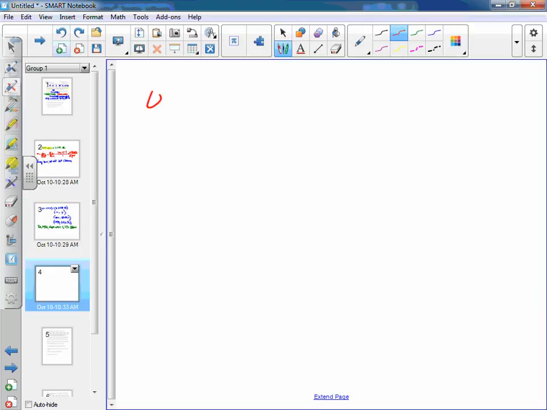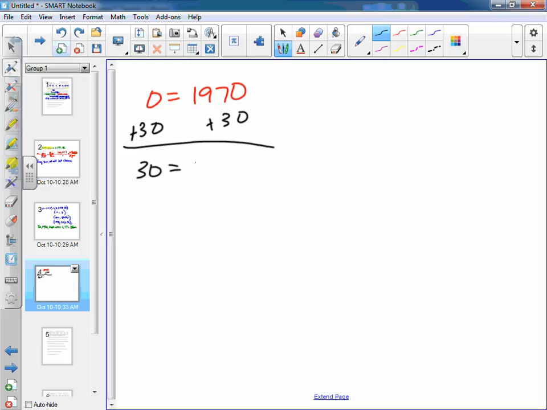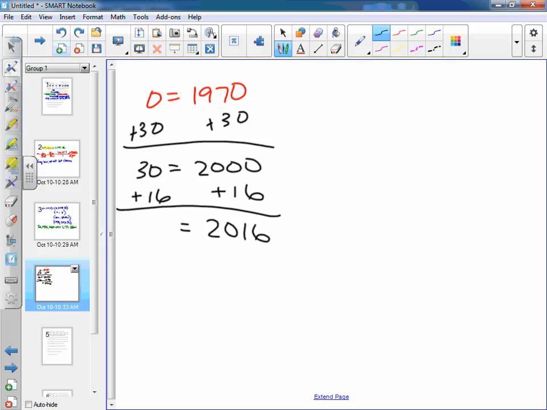Okay, so 0 represents 1970. Would you all agree with me? Okay, if I add 30 years to that, that means 30 represents what year? 2000. If I add 16 years to that, that means I'm going to be in 2016, correct? What we're doing, 2000 what year? My bad. Add 15. So that means I'm going to be at 45 is equal to year 2015. Do we see that? Okay.